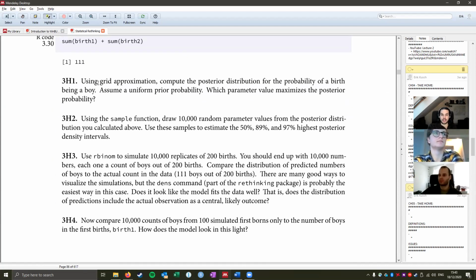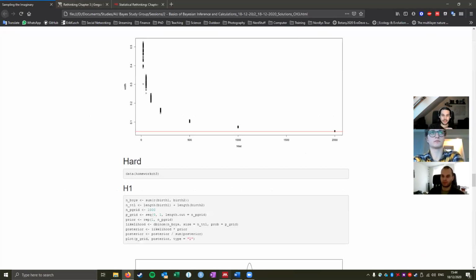And hard question number 1 is, using grid approximation, compute the posterior distribution for the probability of a birth being a boy. So we have 2 birth strings in here, both recording firstborn and secondborn. So we want to compute the probability of a birth being a boy, irrespective of whether first or secondborn. And we want to assume a uniform prior probability. Which parameter value maximizes the posterior probability? So now we look at the point estimate here, which McElreath advises against, and I would back him up on that, but we do it for the sake of completeness anyways here.